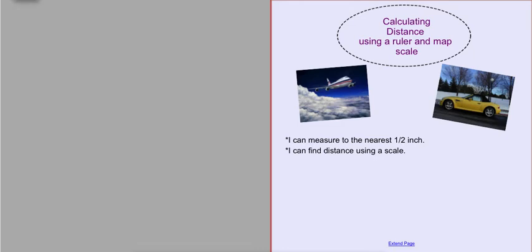Hey guys, today we're going to be talking about calculating distance using a ruler and map scale. So your learning objectives: I can measure to the nearest half inch. I can find distance using a scale.